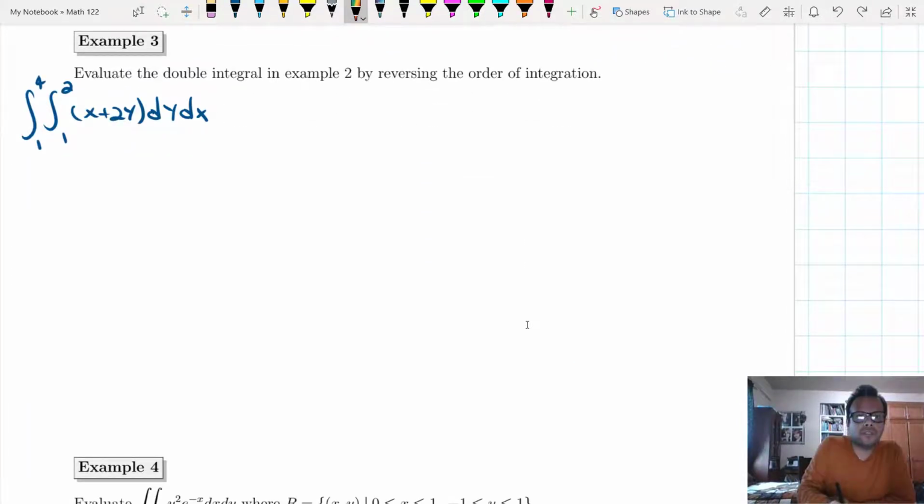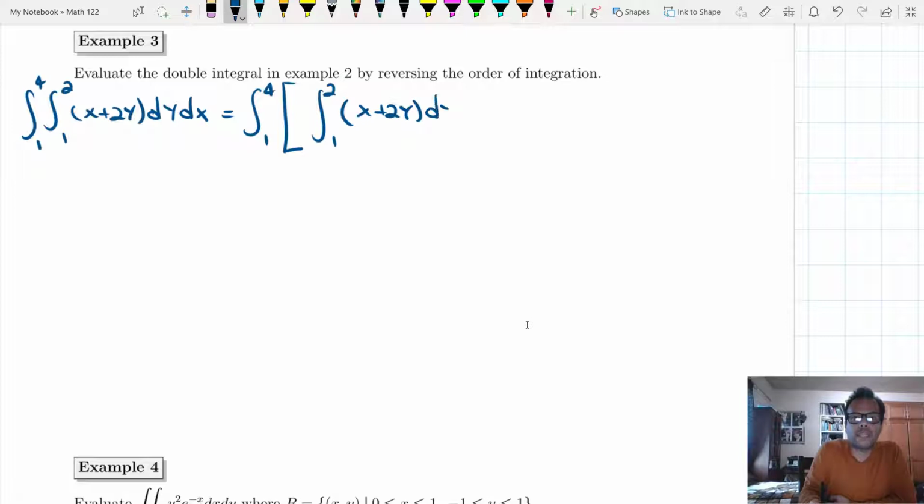Okay, so I'm going to do the same as I did before. I'm going to write the integral from 1 to 4. And I'm going to evaluate the innermost integral from 1 to 2 of the function x plus 2y, okay, with respect to y. And I'm going to save the dx for the very end of the problem.